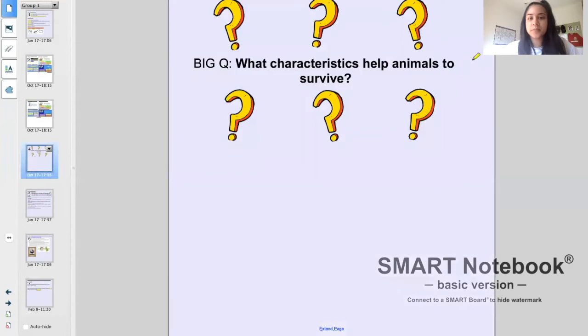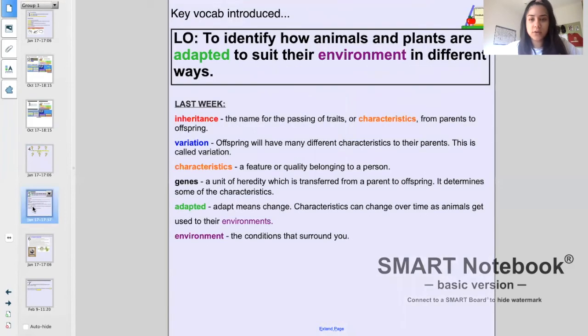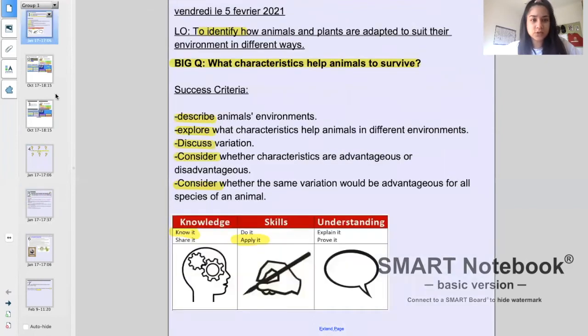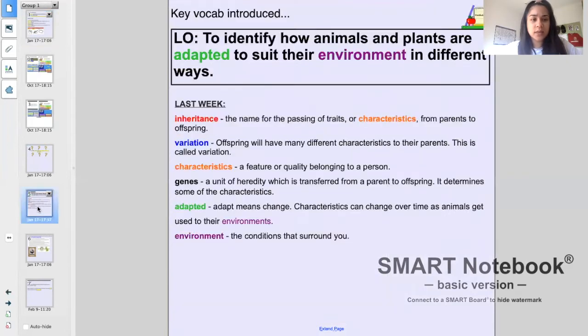So again, here is our big question. What characteristics will help animals to survive? So at the end of this lesson, you'll be able to answer this question. But let's have a look at some vocabulary. So do you remember there was some pieces of vocabulary from our success criteria and learning objective that you may not be particularly familiar with?